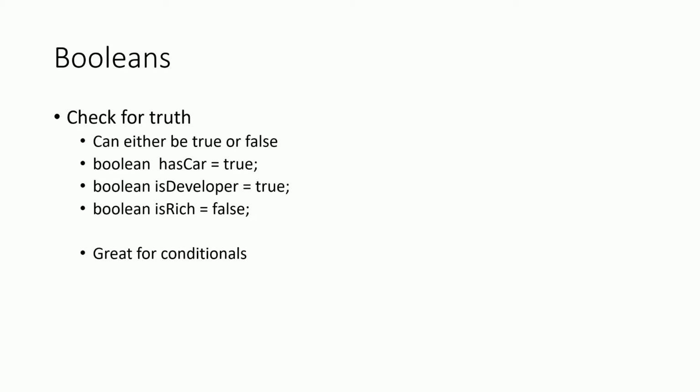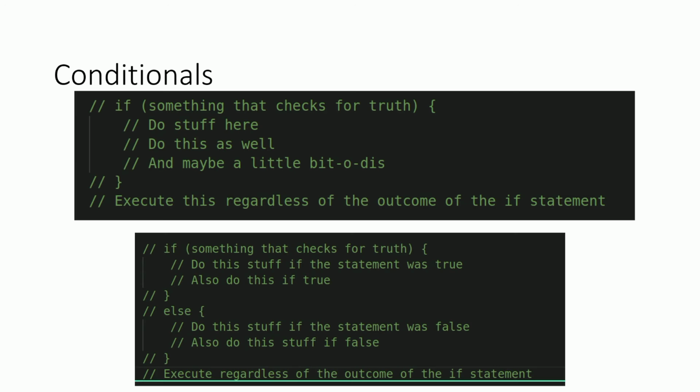So you can see that they're great for these conditionals that we're going to come up with here. They're great for basically telling us, hey, is this true or false? Does this exist or not? Or yes or no, almost. You'll see that in the future. We'll get to that in a little bit. But let's move on to how we use these booleans now.